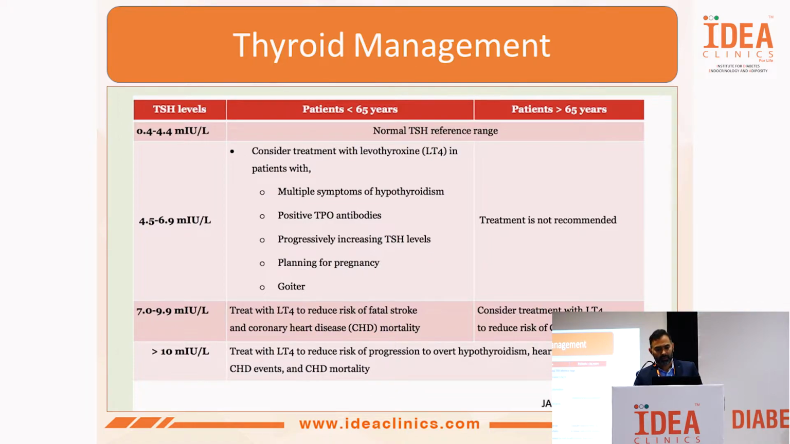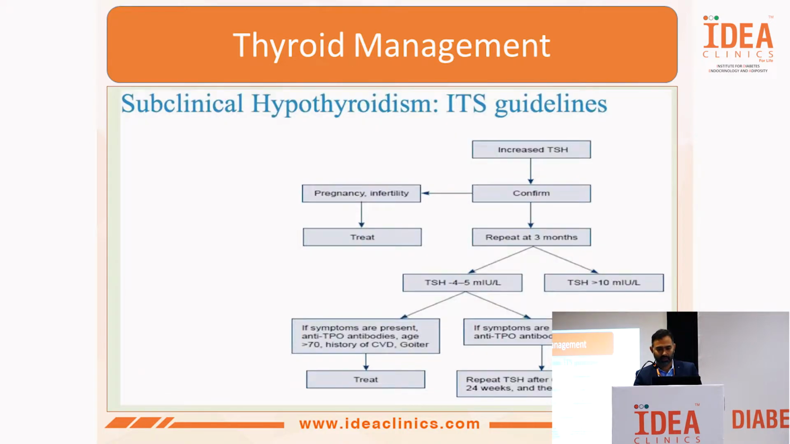If it is between 7 to 9.9, again the same risk factors will come into consideration. In adults more than 65 years, treatment is not recommended because the TSH tends to be higher in the elderly population. If it is more than 10, definitely we will treat.